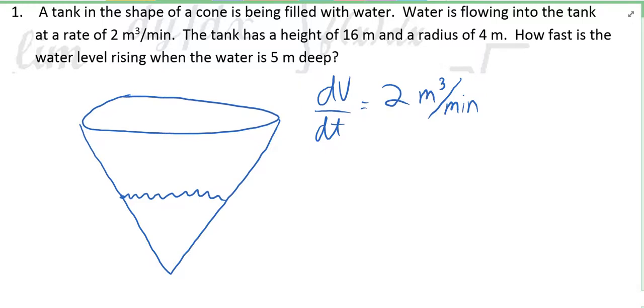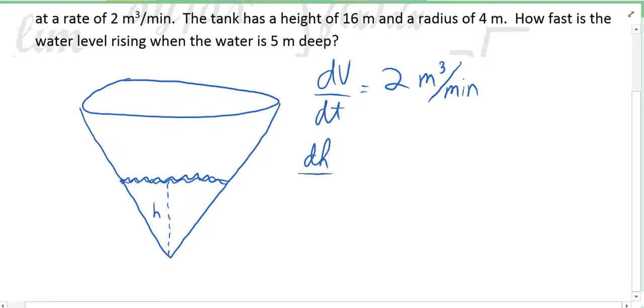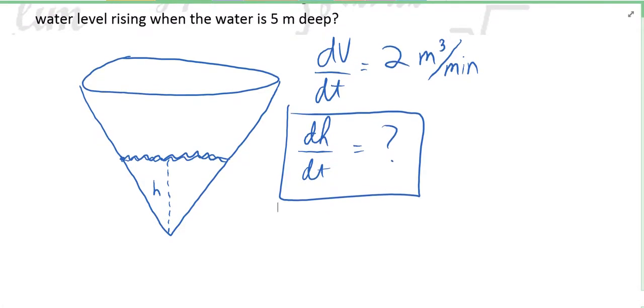So, I want to know how fast the water level's rising. Well, this is the water level right here. So how fast it's rising is really saying how fast is this depth changing. I'm going to call that h. They want to know how fast that's changing. I'm going to write that as dh/dt. I want to know what that is. So we need some equation that links volume to height, to h.